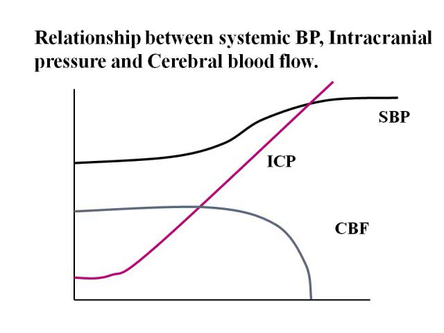These graphs show the relationship between systemic blood pressure, intracranial pressure, and cerebral blood flow. For the most part, changes occurring in blood pressure and intracranial pressure tend to keep cerebral perfusion pressure constant, but at a certain point there is a critical increase in intracranial pressure that leads to a drastic fall in cerebral blood flow and hence cerebral perfusion pressure.